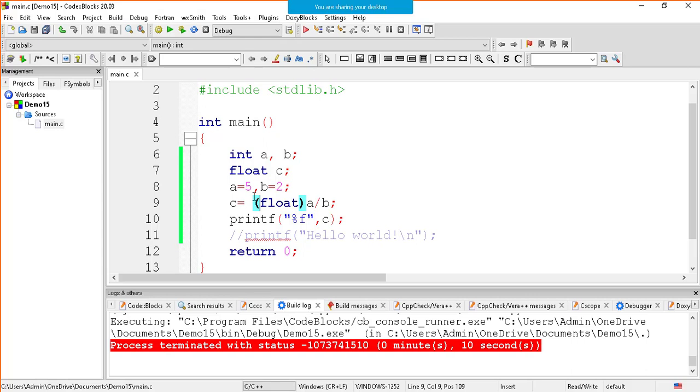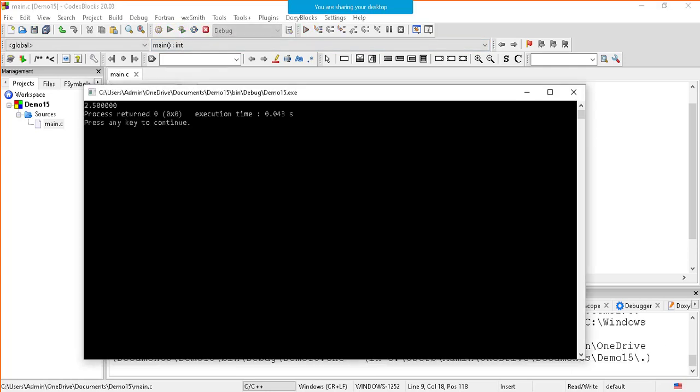It's not necessary that I can only convert A into float. I can also convert B into float. So for example, I can write this also here. Still I will get the same answer. You can check it. So this is what you mean by typecasting.